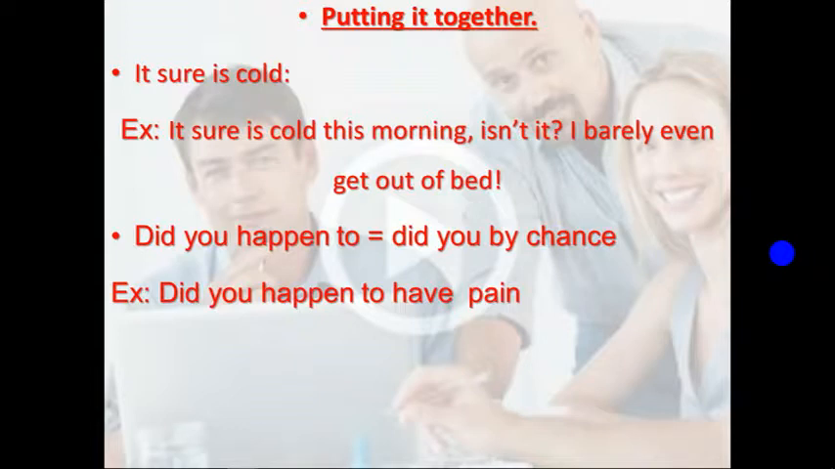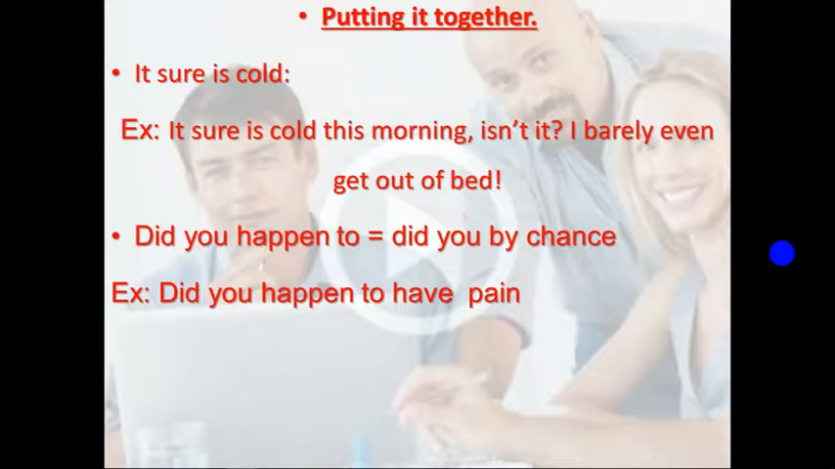Okay, so now let's take a look at our next word in Putting It Together. Did you happen to? Did you happen to see Bob this morning? I didn't happen to see Bob. So it means like, did you by chance see Bob or something?